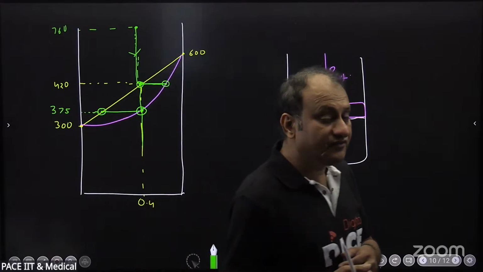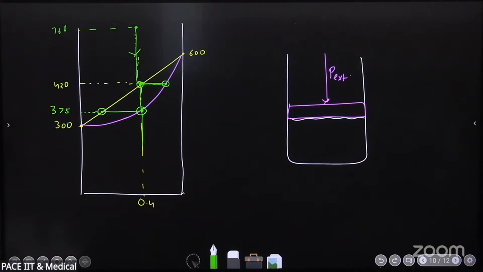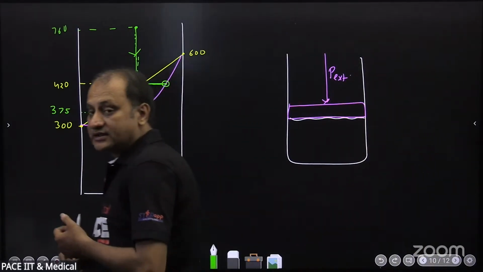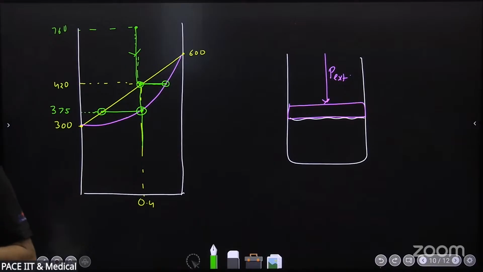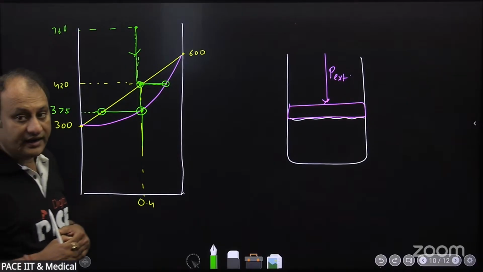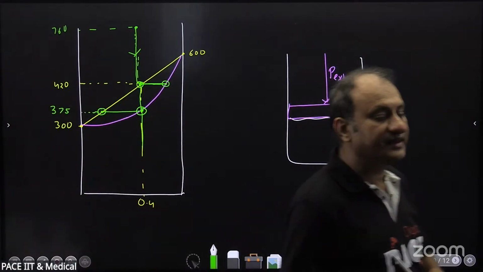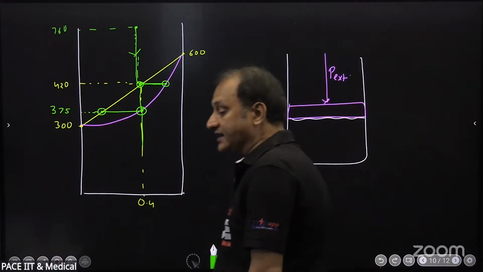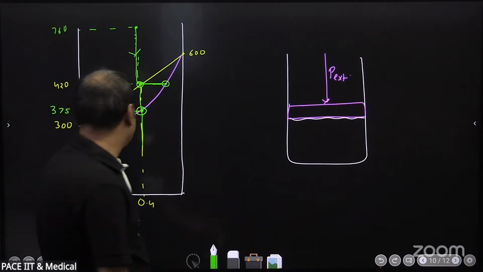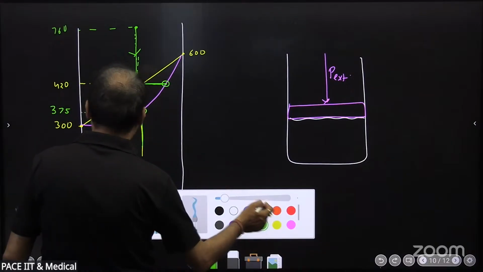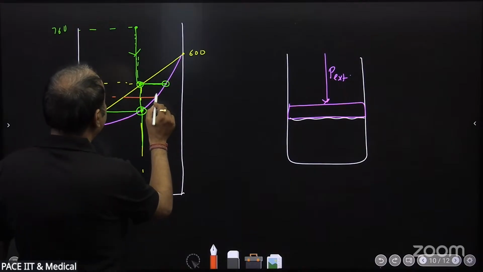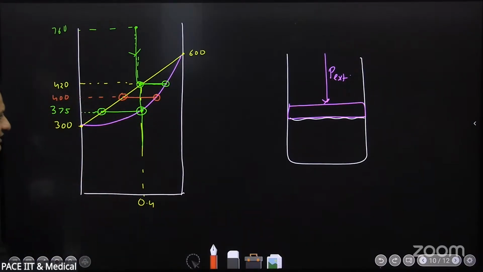If we keep external pressure at 375, then the entire thing will exist almost as vapor. Just one last drop of liquid will be there. Correct? And if we keep pressure between 375 and 420, then both liquid and vapor will exist substantially. That also, let's take one example. Let's take one number, 400. Let's see at 400 torr, how much liquid, how much vapor, and what are the mole fractions.